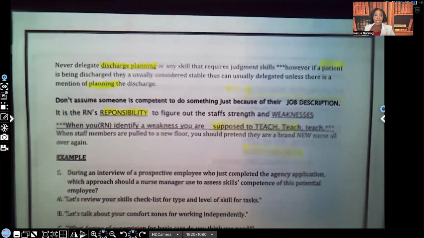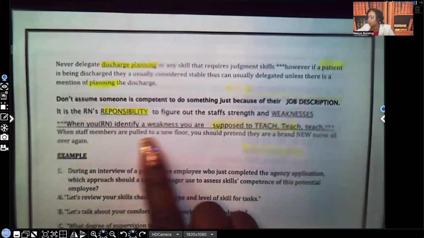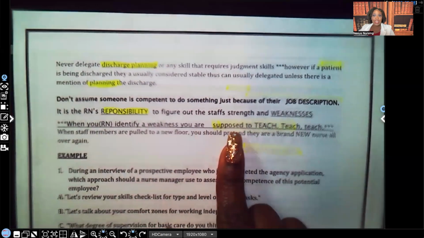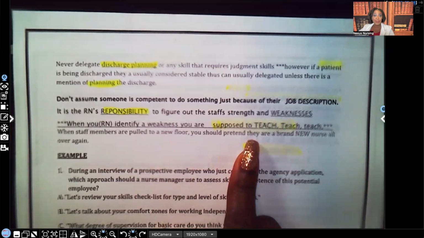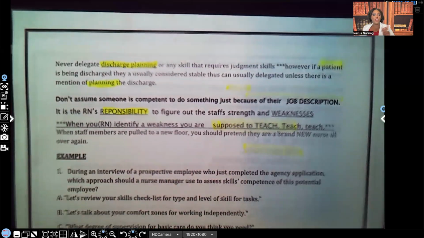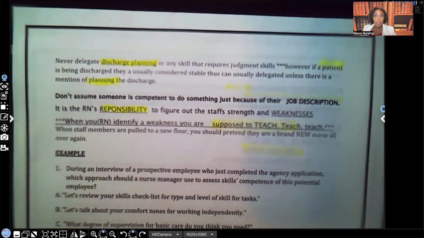Because if it wasn't, guess what? Your license is on the line. Your license and whoever you delegated to, not just that person that you delegated it to. So that is very, very important. When you, the RN, identify a weakness, you are supposed to teach. When all staff members are pulled to a new floor, you should pretend they are brand new. That means, guys, even if a nurse has been a nurse for 20 years, if they're new to your floor, you're going to treat them like you would a nurse grad. You're going to treat them like you would an LPN, which means you're going to give them the most stable patient, the patient with the least amount of complications that can kill them.